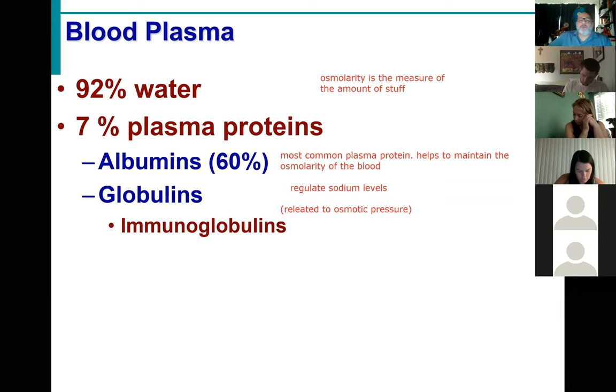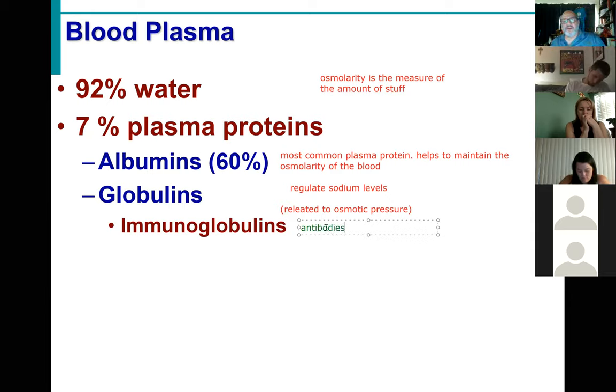There are large numbers of globulin proteins that do all sorts of different things. The ones that are going to be most relevant to us in this class are a class of globulins known as immunoglobulins. And don't get me wrong, immunoglobulins is an incredibly fun word to say. Just rolls off the tongue. But there is another name for them. What are immunoglobulins also known as? Antibodies. Excellent.